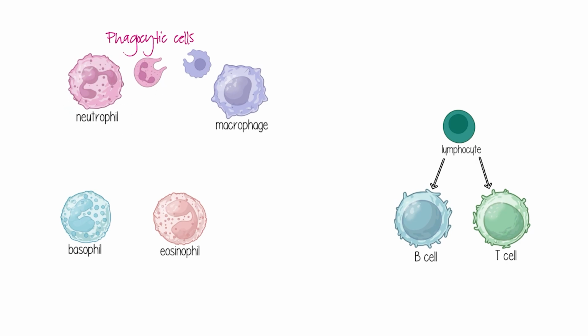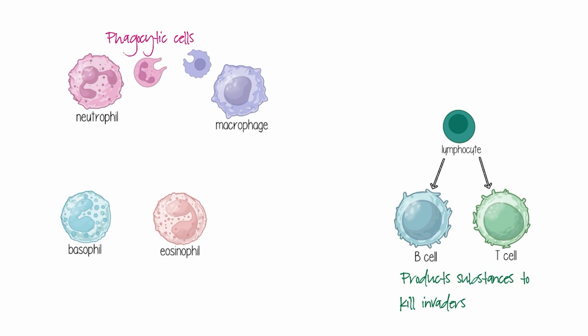The second group of immune cells are the lymphocytes. These include B cells and T cells. These types of cells produce substances to kill foreign invaders. We'll talk in detail about these different cells in dedicated lessons.